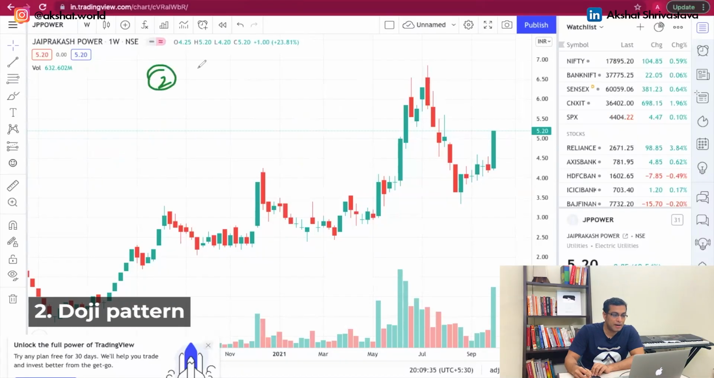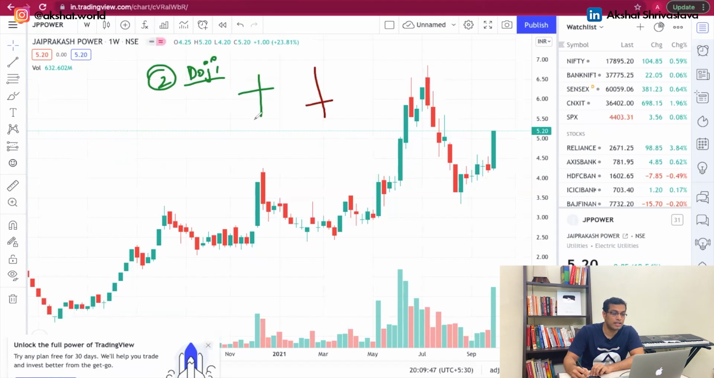Very, very important point. Okay, so the second key pattern is called the Doji pattern, or Doji candles. Now these are something like this. These are crosses, and it can be a red cross also, it can be a green cross also. So let's identify very quickly on this chart itself where we can find Doji. So this is a Doji. This is a Doji. Where else can you see Doji? This is a Doji, this is a Doji.